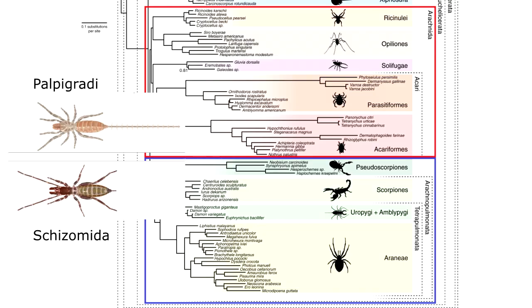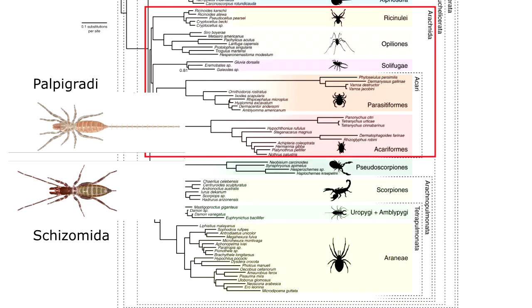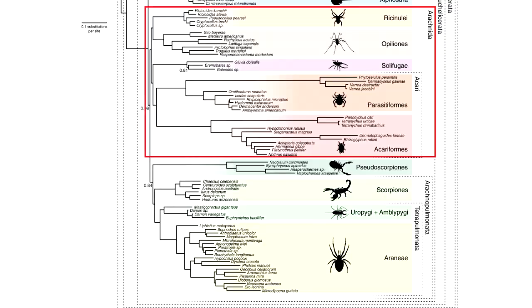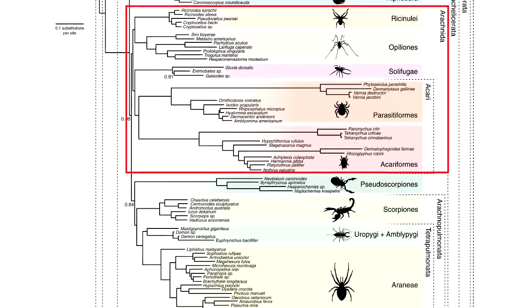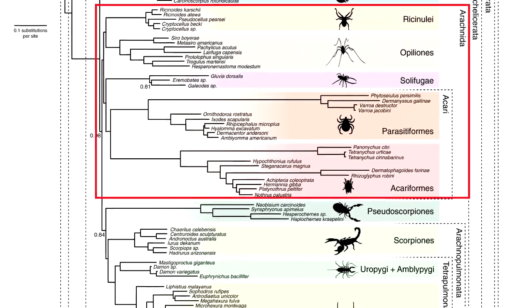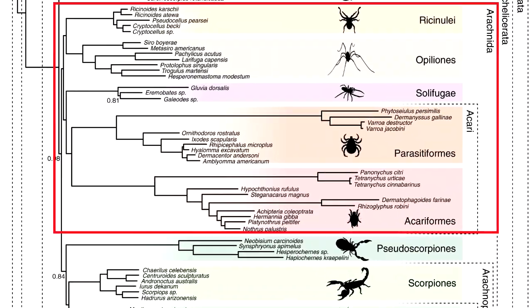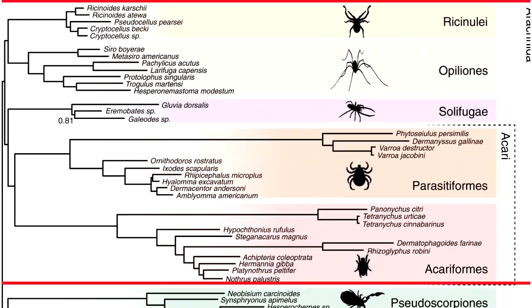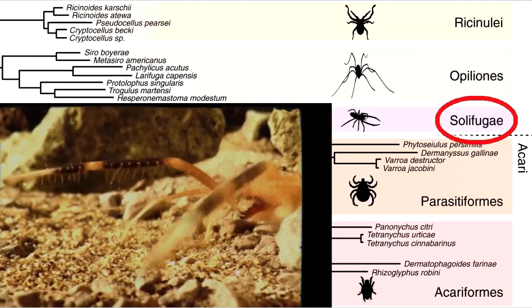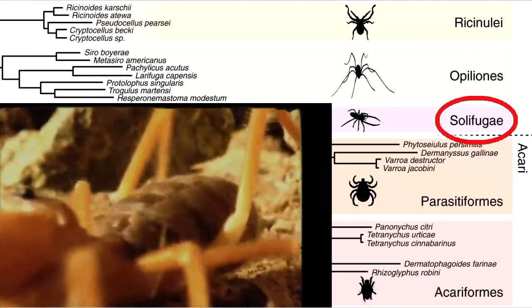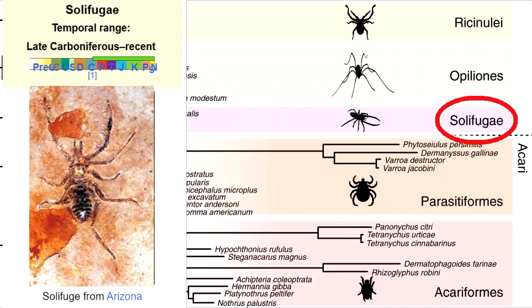Looking first to the palpigrades, or to the side where they belong, the top half of arachnids on this chart, I'm going to call these apulmonary arachnids, and you'll understand why in a moment. Palpigrades weren't included in this study, but solifugids were, and they're a sister group. Solifugids are like a bigger, more metal version, just without the whip tail. They're a taxonomic order with at least 1,000 different species.